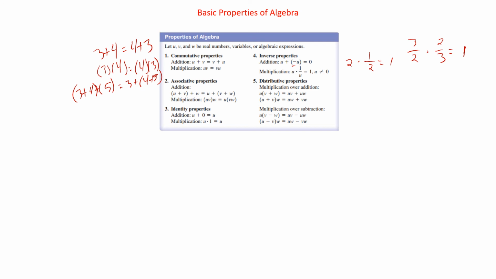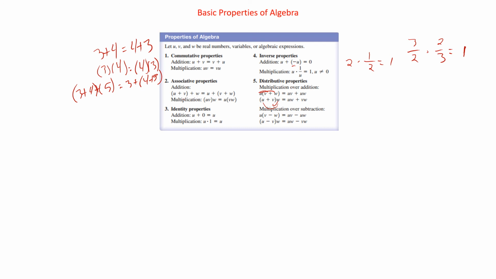Distributive properties. Remember, when you have things multiplied, you just distribute. So that's u times v plus u times w. And then same thing, we could go backwards. So v times w plus u times w. But the order there doesn't matter, remember, because multiplication is commutative. So we can move things around.